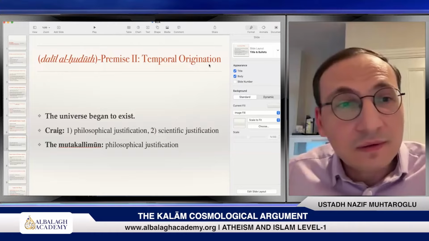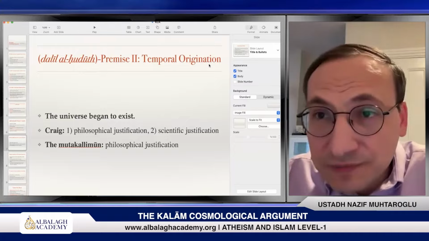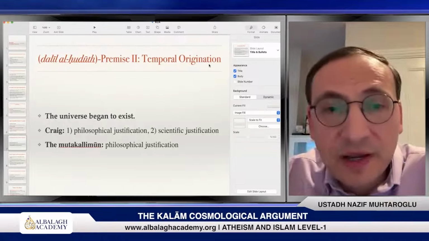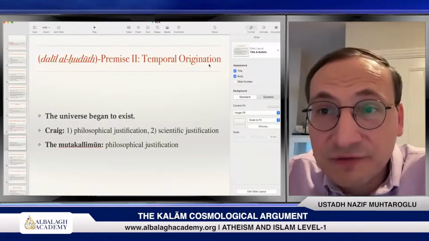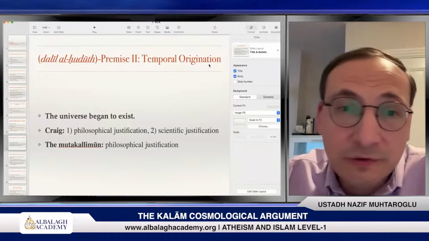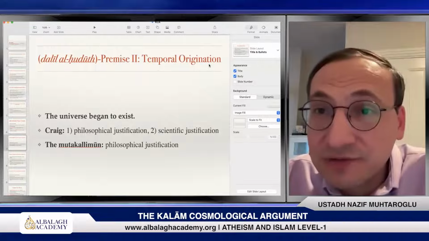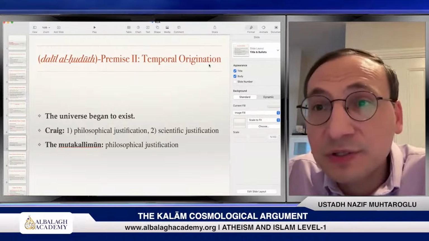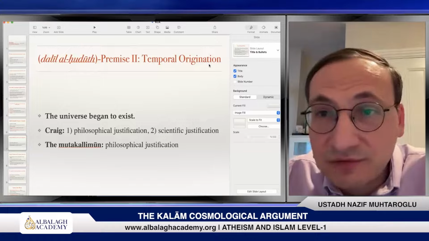Okay? So the second premise about temporal origination. This is that the universe began to exist. Craig offers two different kinds of justification for this principle. The first kind is philosophical, which is purely a priori justification. The second one is scientific, which appeals to the latest scientific theories to justify it.